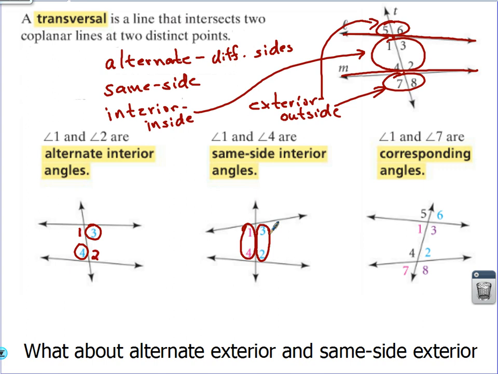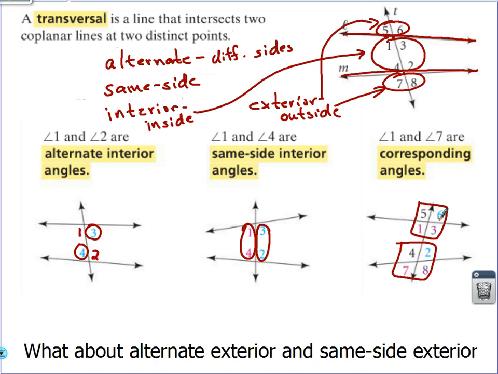Corresponding is one we didn't go over. One thing I want to point out: there's 4 angles up top, and there's 4 angles down bottom. Corresponding angles are the angles that lie in the same place. In your top set of angles, angle 5 is in the top left-hand corner. Go down here. Which one's in the top left-hand corner? Angle 4. Angle 5 and angle 4 are corresponding angles.